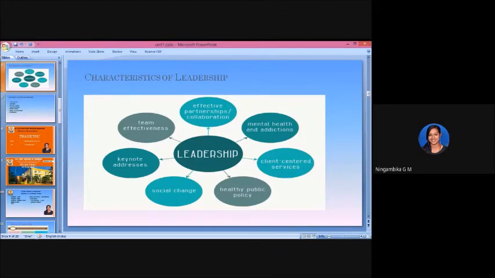Next one is social change. Always accept the changes in the outside environment. Look into it: what changes are happening outside? Work accordingly. Accept the changes and challenges as an opportunity, and work to attain the changes in the department or in the organization. Keynote addresses.